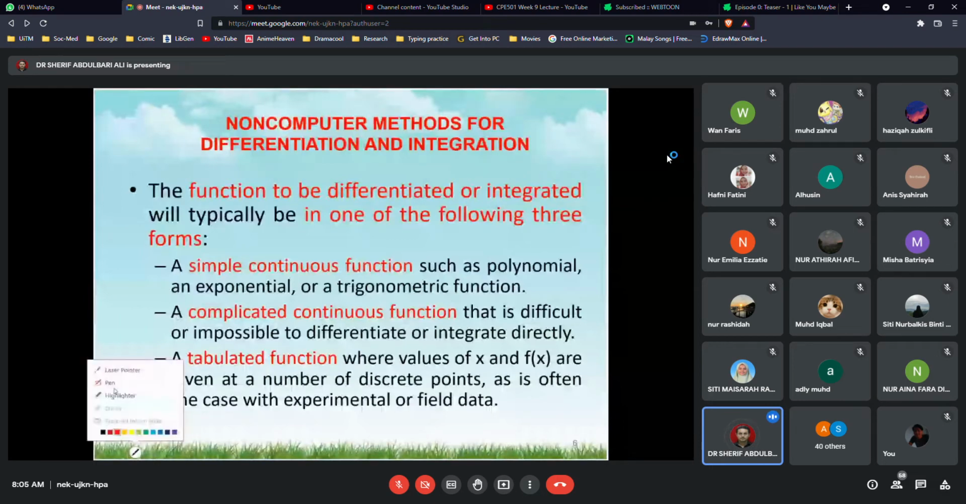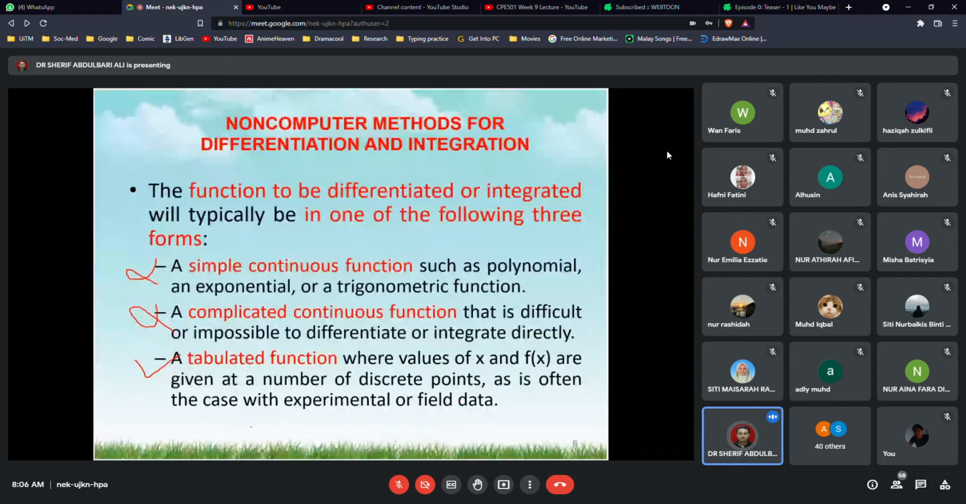Or you are going to have a tabulated function where the values of x and the function of x will be given. So we are not going to have the first one. We are not going to have anything from the second one. This is what we are going to have: a tabulated function where the value of x and the function of x are given at a number of discrete points. Somehow this simulates what happens with experimental data.